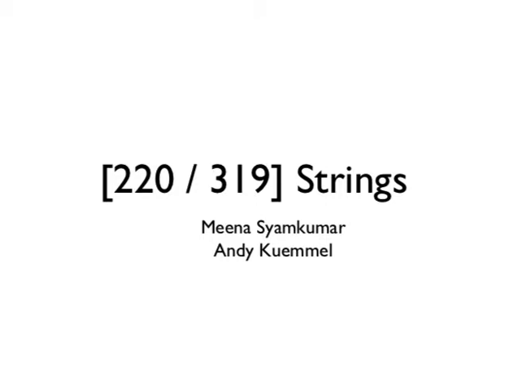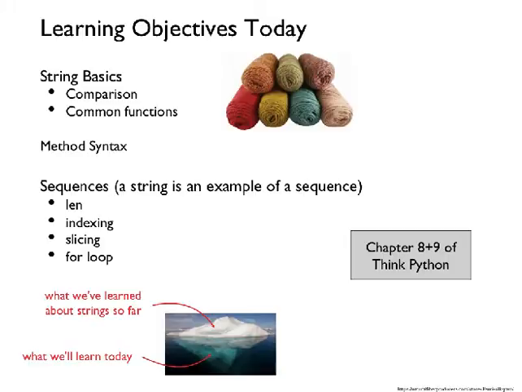By the way, the reason why this title slide has 319 in it is because we offer a second version of this course for graduate students, and the graduate students take a course called 319. That's why you see 319 there.